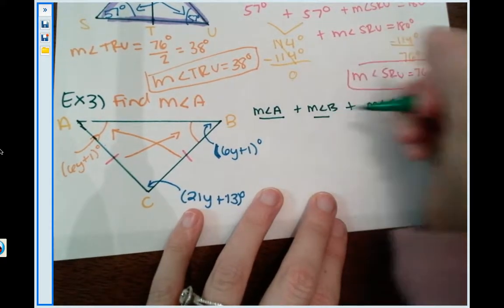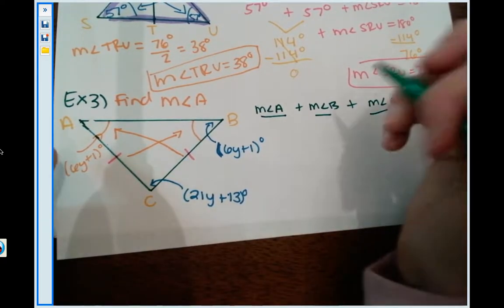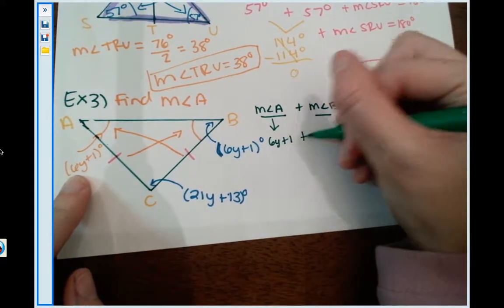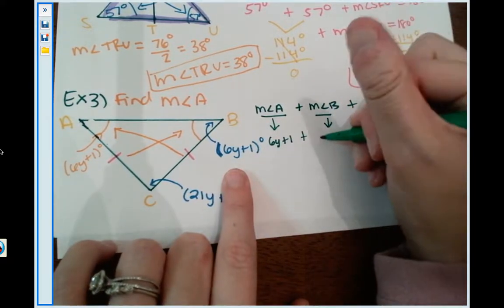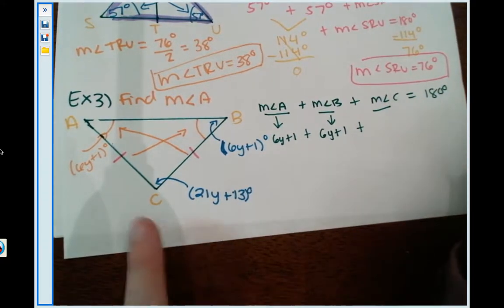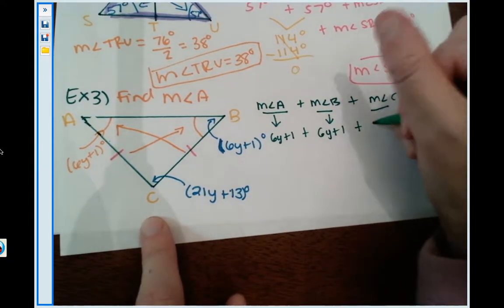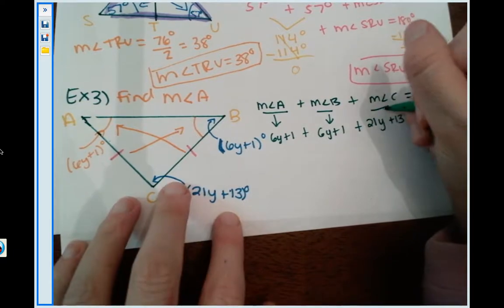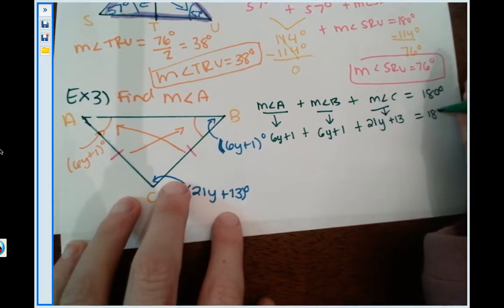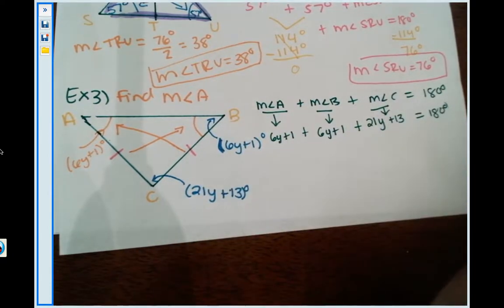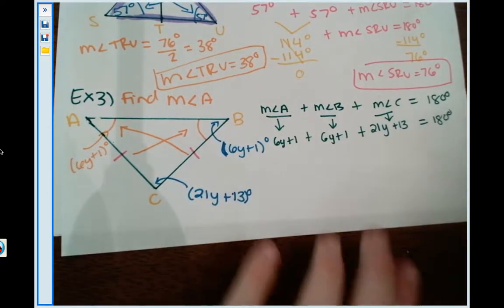Okay, so I'm going to substitute these bad boys in where they go. So the measure of angle A is 6y plus 1. The measure of angle B is also 6y plus 1. Holy hot dog, because they're congruent, because they're base angles. And the measure of angle C, our vertex angle, is 21y plus 13. And all three of those should add up to be 180. Okay, so I'm going to be solving for y first, and once I know y, I should be able to find the measure of angle A.